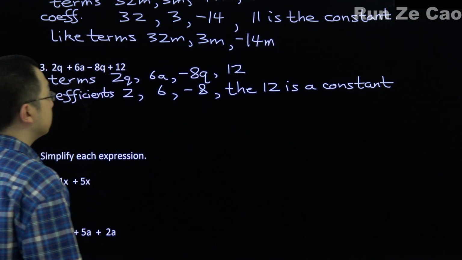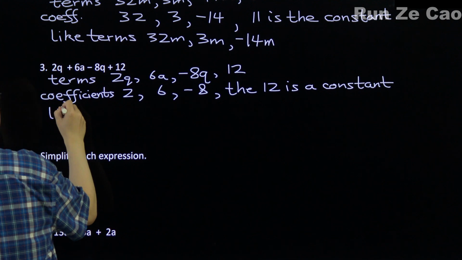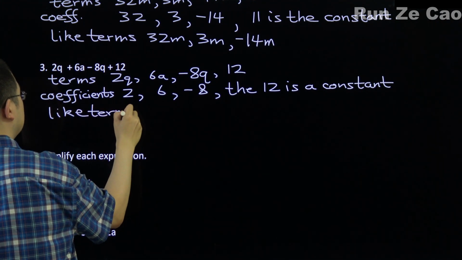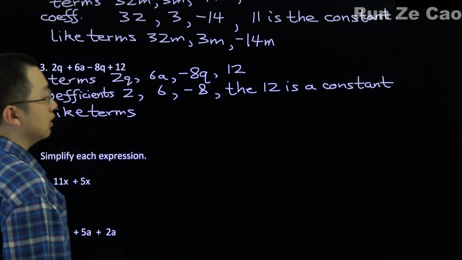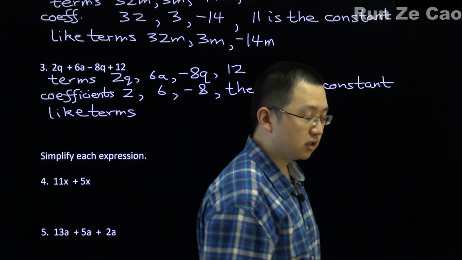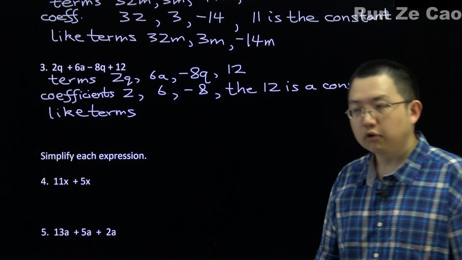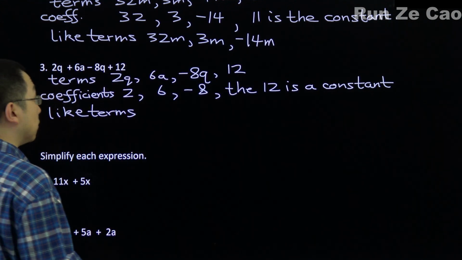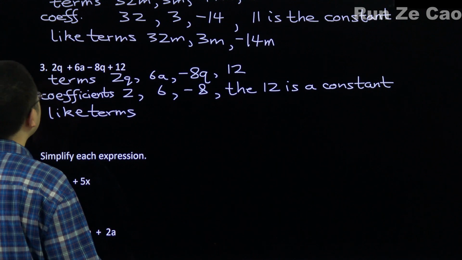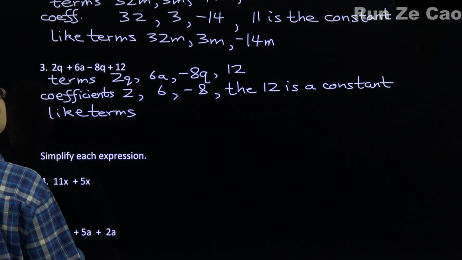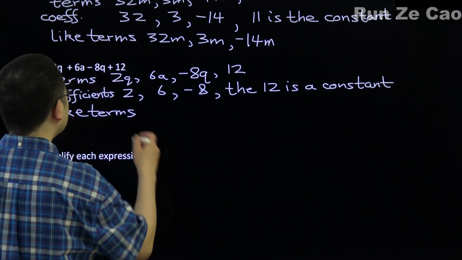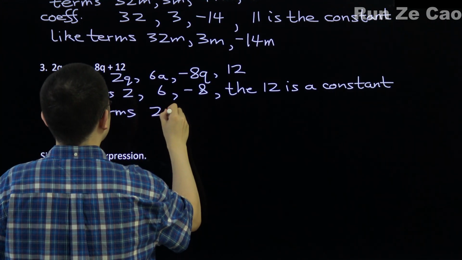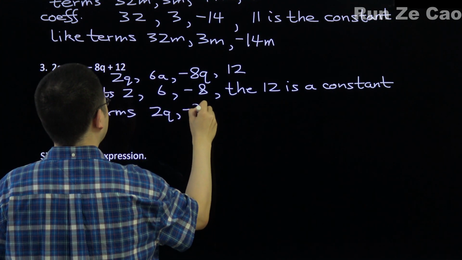Now please note that in some places the constant can count as its own coefficient, but for the most part we do distinguish the constant term as being special. So like terms, we have two terms with q, one with a and one constant. So the two terms with just q: 2q, negative 8q.